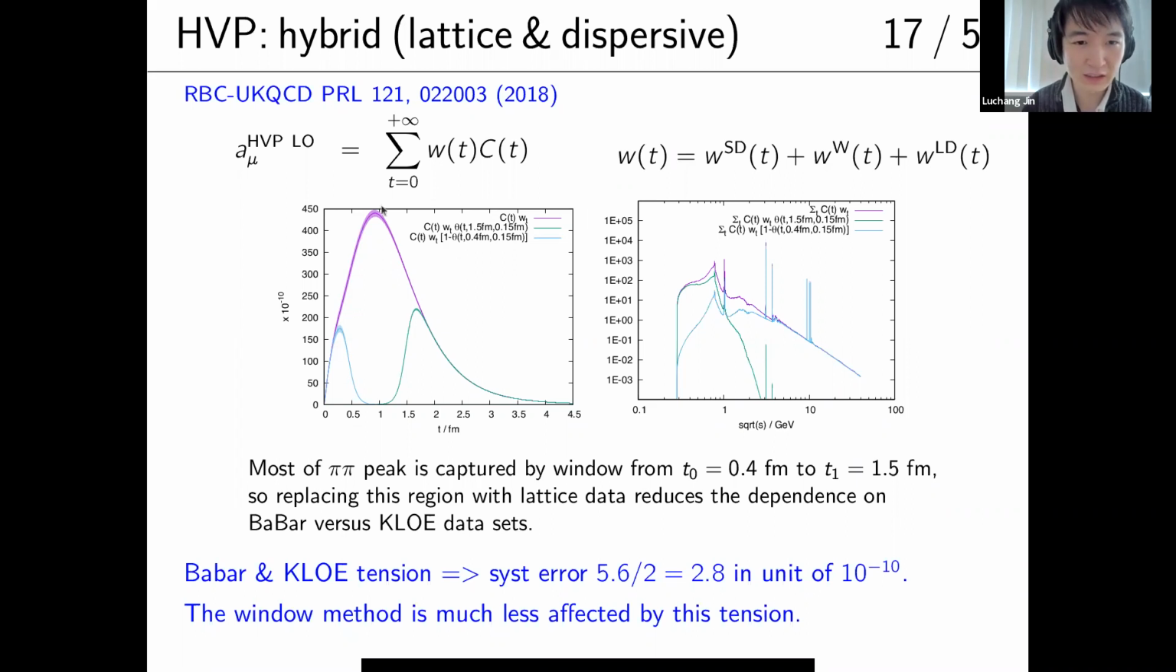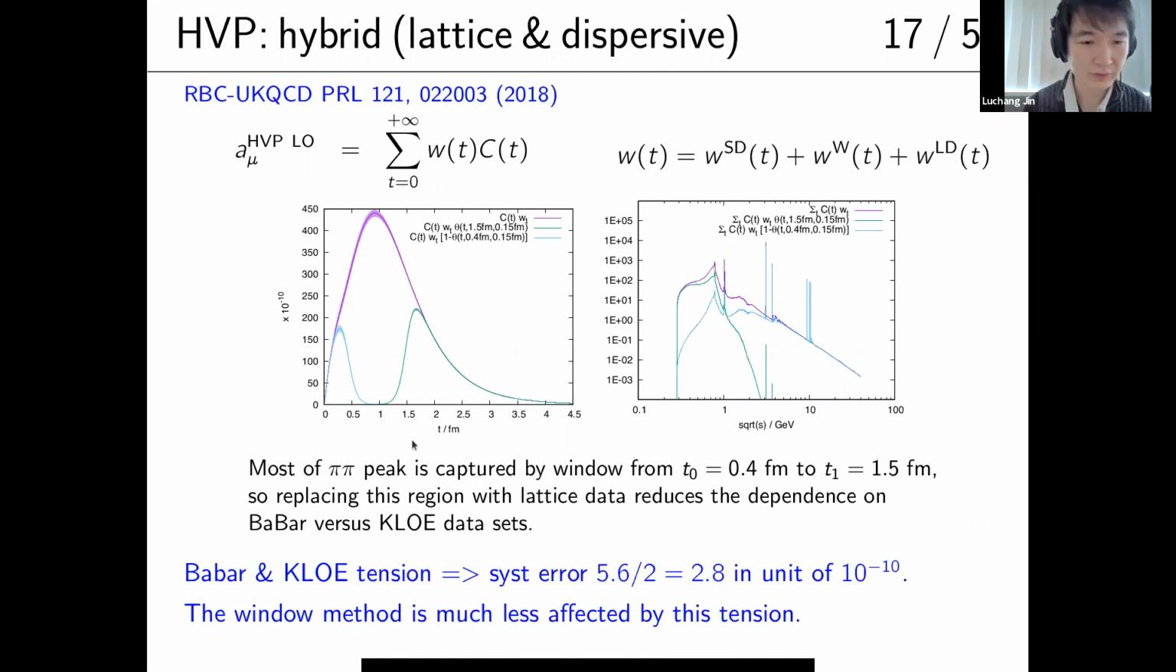So this is in the space where we do lattice calculation, and then we can also convert it into the time-like region where the experiments do the measurements. And you can see that the most pi peak is captured by the window, and the window is from 0.4 Fermi to 1.5 Fermi, with some smearing function so that it's not a sharp cutoff.